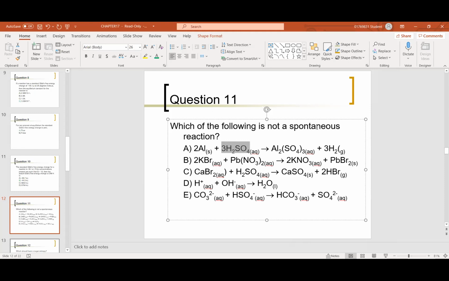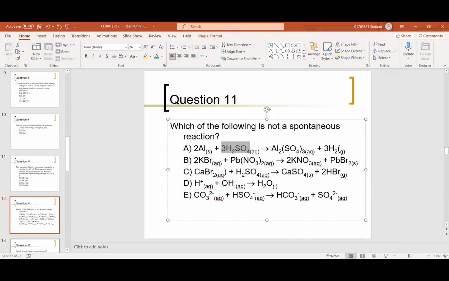Not spontaneous reaction. So we're looking for when delta G is positive, okay. Al2(SO4)3, where is that? I don't have that on my appendix. That's bad. Okay. Al solid, it's just 0.